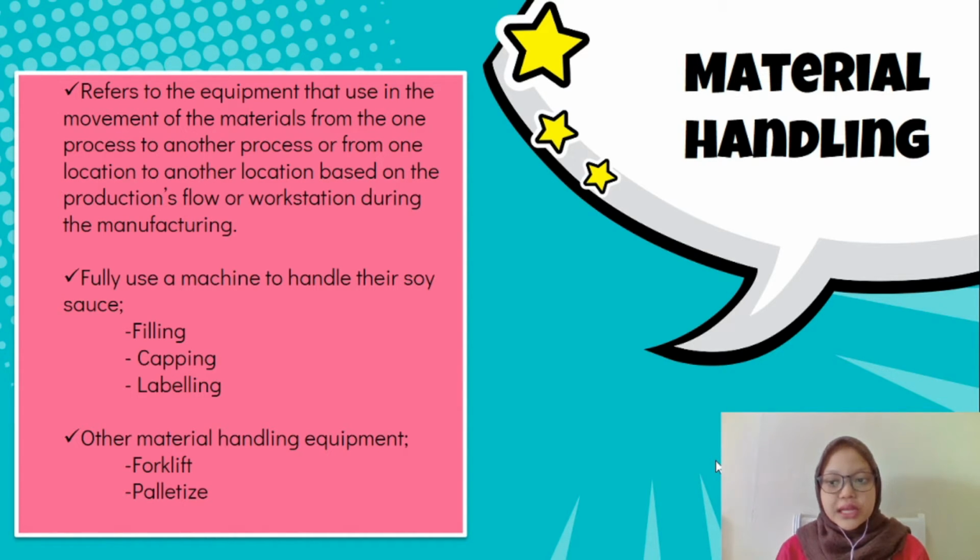While for labeling, this is to make sure that the machine will label the product efficiently from one bottle to another. And the other equipment that they use to handle their product are forklifts and pallets.